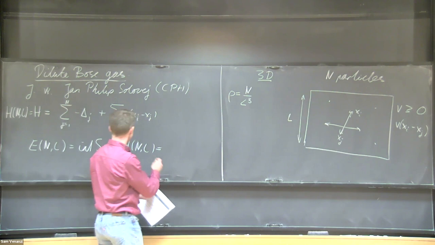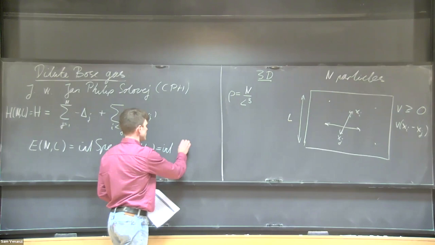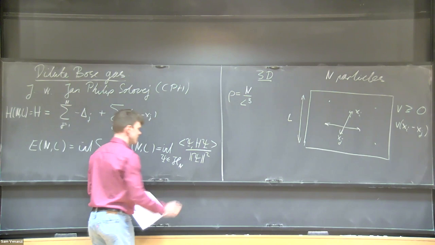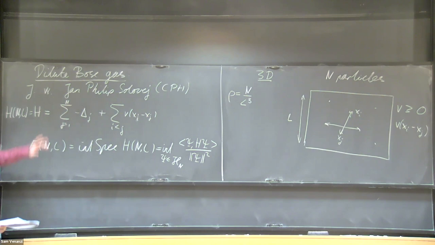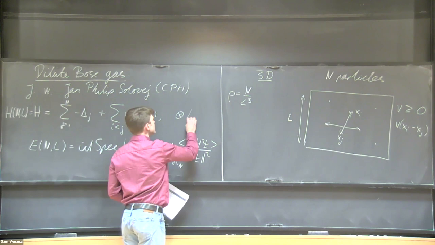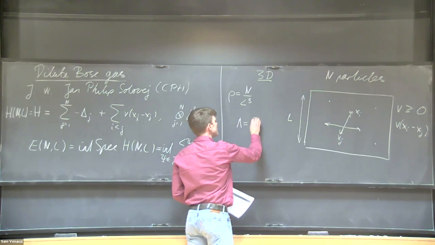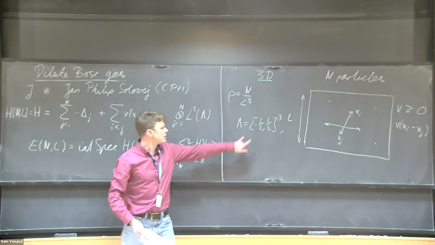So this would be the infimum of the inner product of psi with H psi, divided by the norm of psi squared, where the psi here has to be taken in the appropriate Hilbert space. Now, to start out with, the way I've presented it here, you would want to just put each particle in a copy of L2 of Lambda, where Lambda is my box, so that's just the three-dimensional box of side length L.